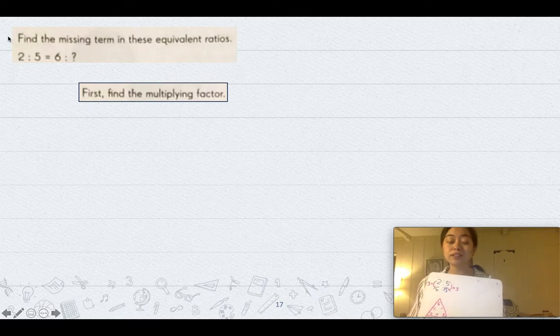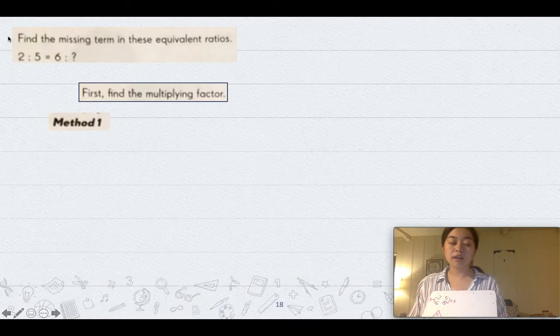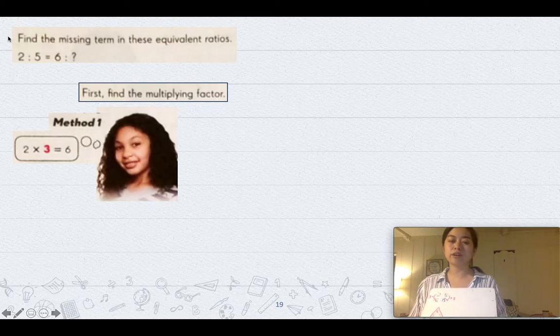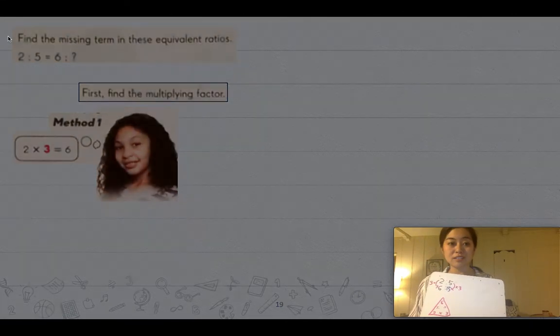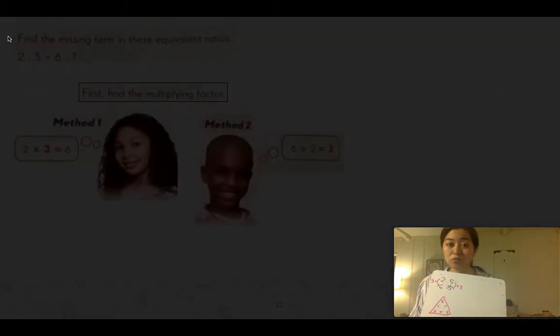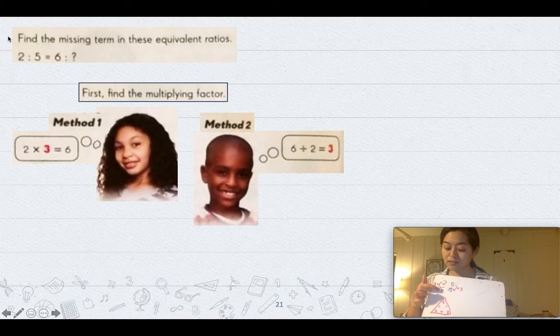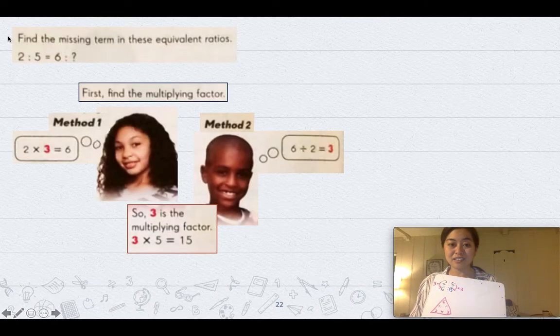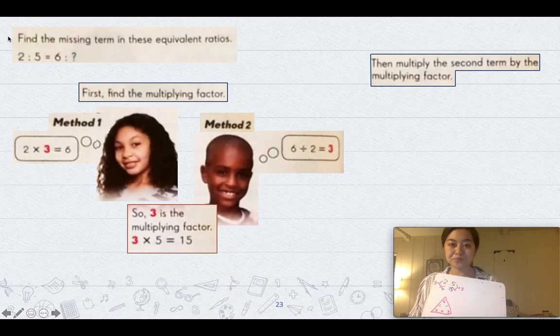So it says first find the multiplying factor in the book. The first method is you can just use multiplication. 2 times what gives you 6, if that'll help you? And the student in the picture figured out, oh, 2 times 3 gives you 6. Or method 2, you can divide. 6 divided by 2 is equal to 3. And this is what that student did. All right, so 3 is the multiplying factor. And then 3 times 5 is 15.